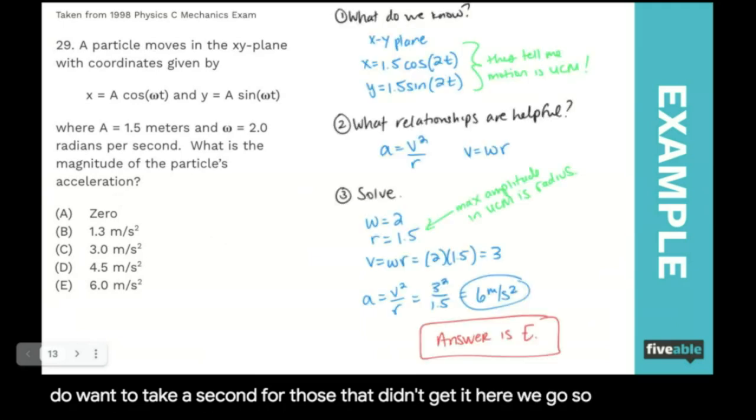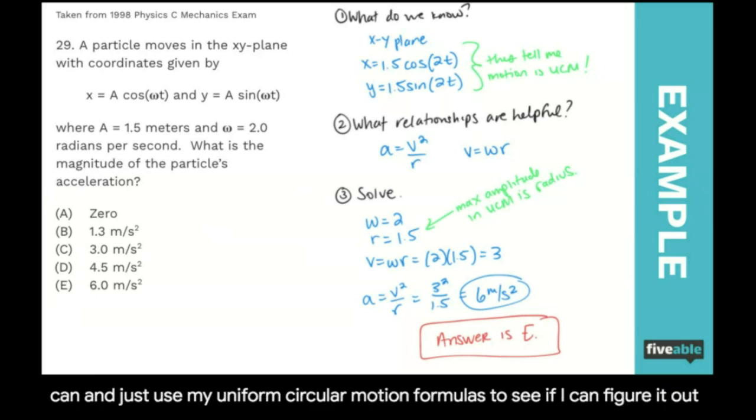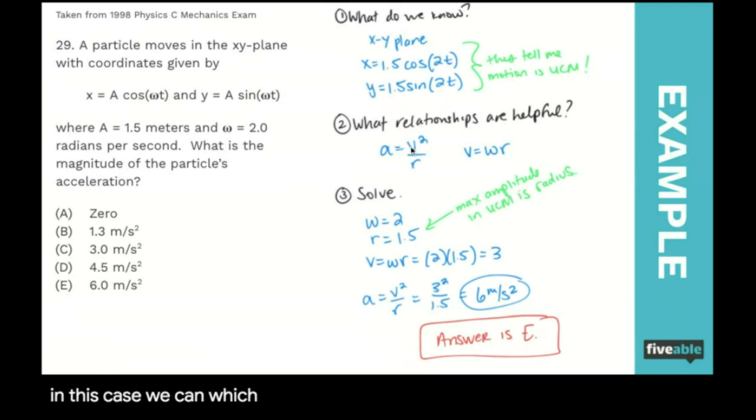Here we go. So again, the first thing is we see that particles moving in the xy plane, and we see these simple harmonic motion cosine sine functions, which tells us uniform circular motion. From there, cosine and sine are kind of confusing sometimes. I'm going to try and stay away from them as much as I can and just use my uniform circular motion formulas to see if I can figure it out. In this case, we can, which is great.